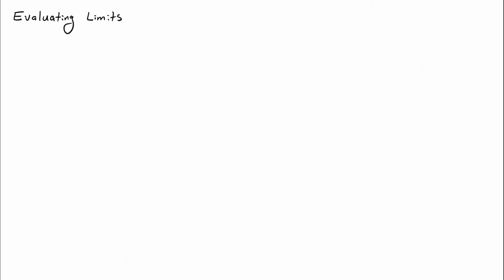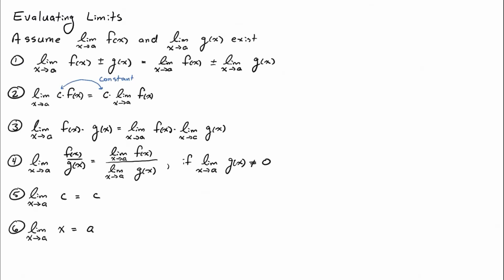Just like humans, limits have rules they must obey. We need to assume the limit of f of x and g of x both exist. Then you get all these properties. After today, these will be second nature. I want to briefly discuss the last two as they are the easiest to conceptualize.